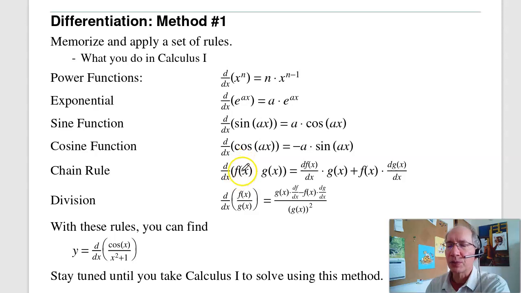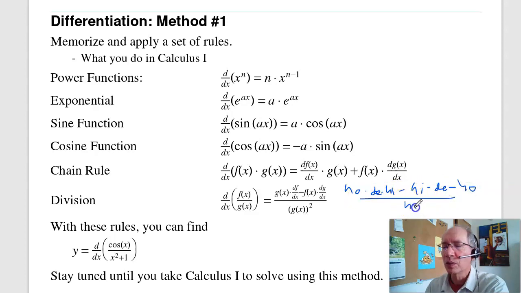There's the product rule. If I have the derivative of two functions multiplied, it's the derivative of the first times the second plus the first times the derivative of the second. And for division, I get this one. And kind of one way to memorize it is ho d hi minus hi d ho over ho ho. That's kind of the way I memorized it. Ho d hi minus hi d ho over ho ho. Bottom times the derivative of the top minus top times the derivative of the bottom over bottom squared.